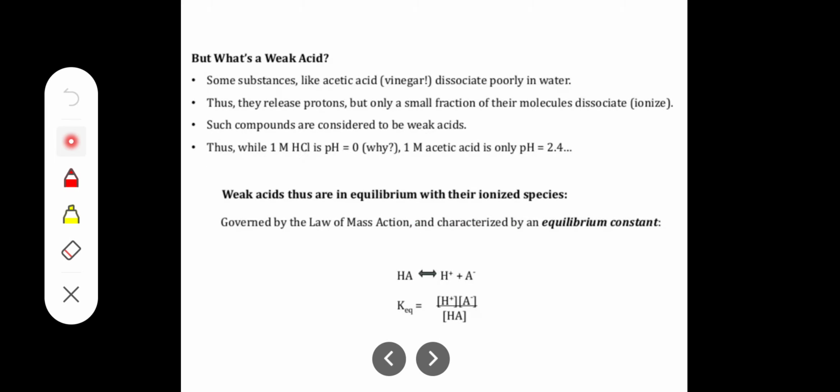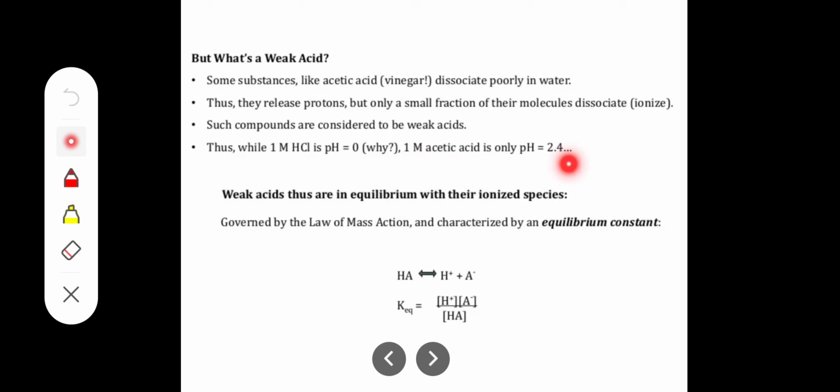Coming to the weak acid. If a strong acid depends on proton releasing, a weak acid, like acetic acid or vinegar, dissociates poorly in water, not 100% ionization, only partial ionization. Thus they release protons, but only a small fraction of their molecules dissociate or ionize. Such compounds are considered weak acids. While 1 molar hydrochloric acid has pH 0, 1 molar acetic acid has pH 2.4.